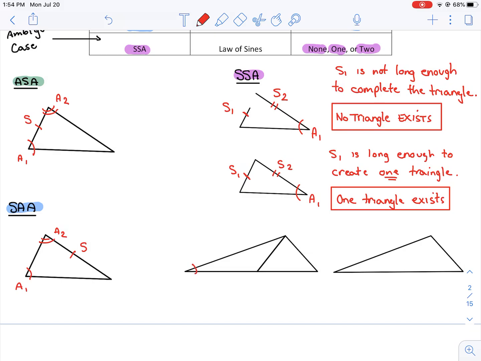And now for two triangles. We'll label this angle angle 1. This will be side length 2. And this would be side length 1. And I'm going to label that side length 1 also. So side length 1 and angle 1 are small enough to create two triangles.